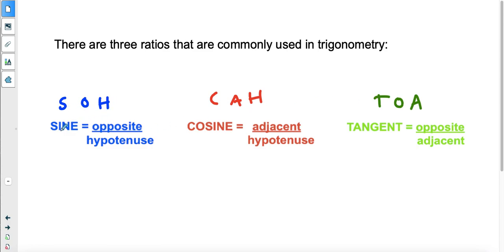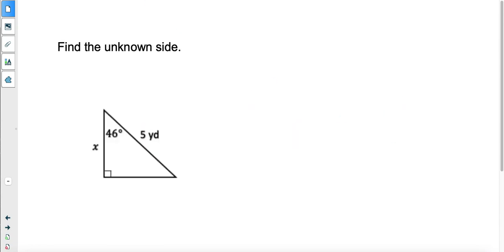So SOH stands for sine is equal to opposite over hypotenuse. CAH stands for cosine is adjacent over hypotenuse. And TOA stands for tangent is equal to opposite over adjacent. And we can use SOHCAHTOA to help us find the missing side in a right triangle. So in this case, I'm trying to find the missing side x.